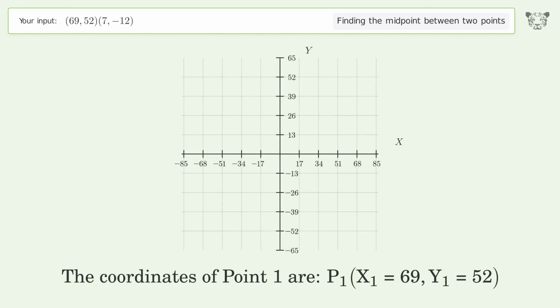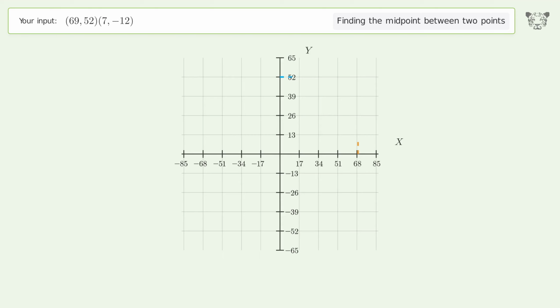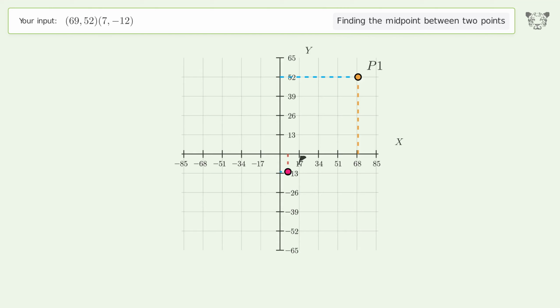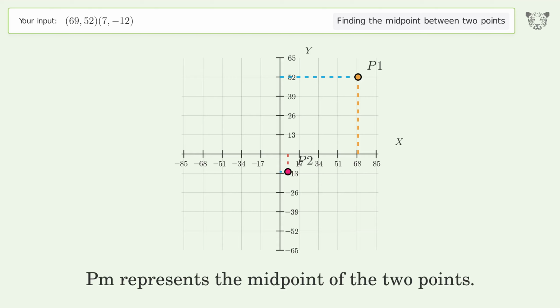The coordinates of point 1 are x1 equals 69, y1 equals 52. The coordinates of point 2 are x2 equals 7, y2 equals -12. PM represents the midpoint of the 2 points.